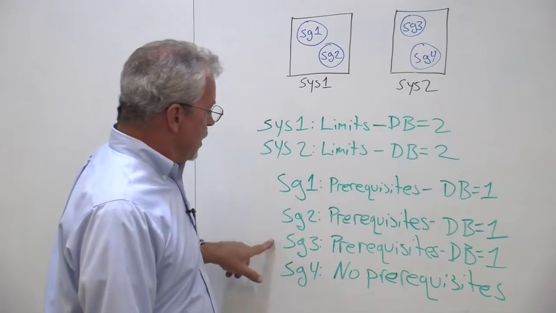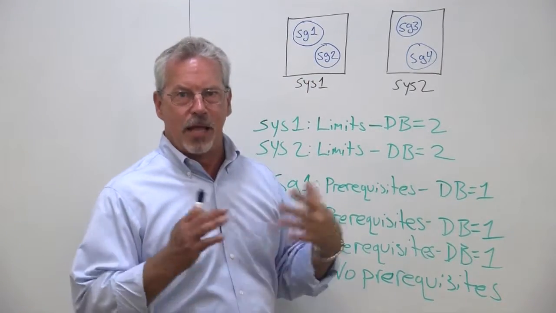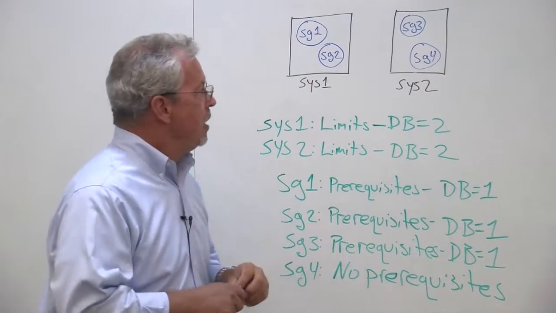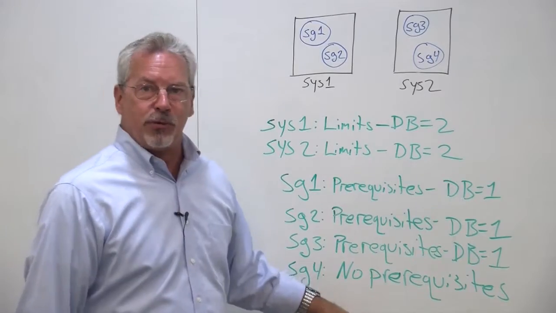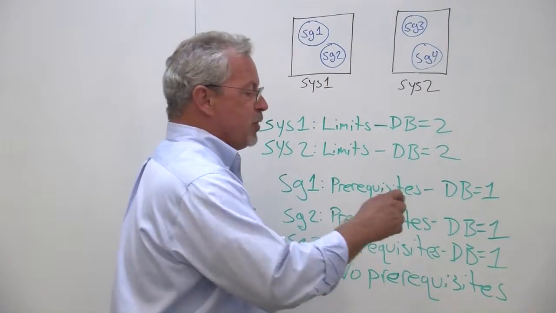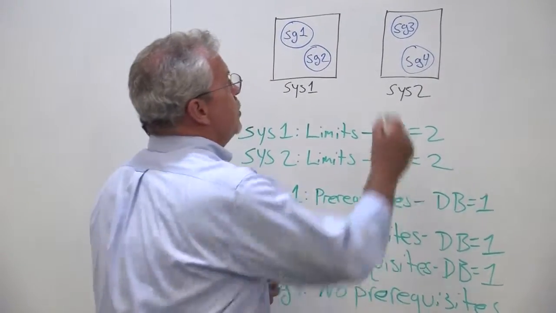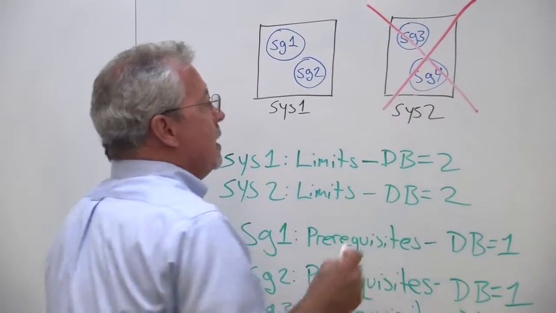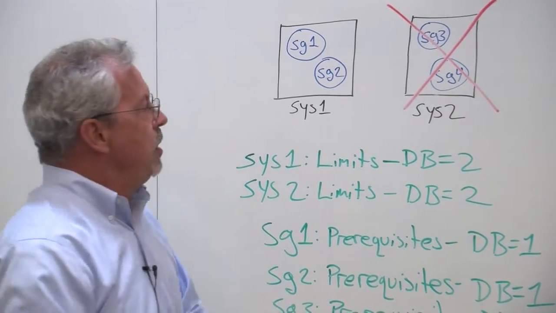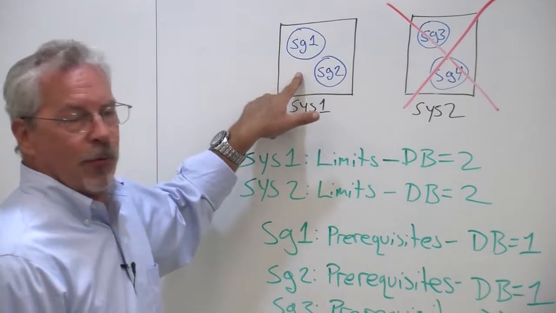So if SG3 were to attempt to go online there, it would fail because there are no remaining database resources on that server. SG4 has no prerequisite set, so if something were to go wrong here, it could fail over with no problem. So if we were to lose, for example, system sys2, in this case, we would effectively lose SG3, service group 3, because it can't run anywhere.